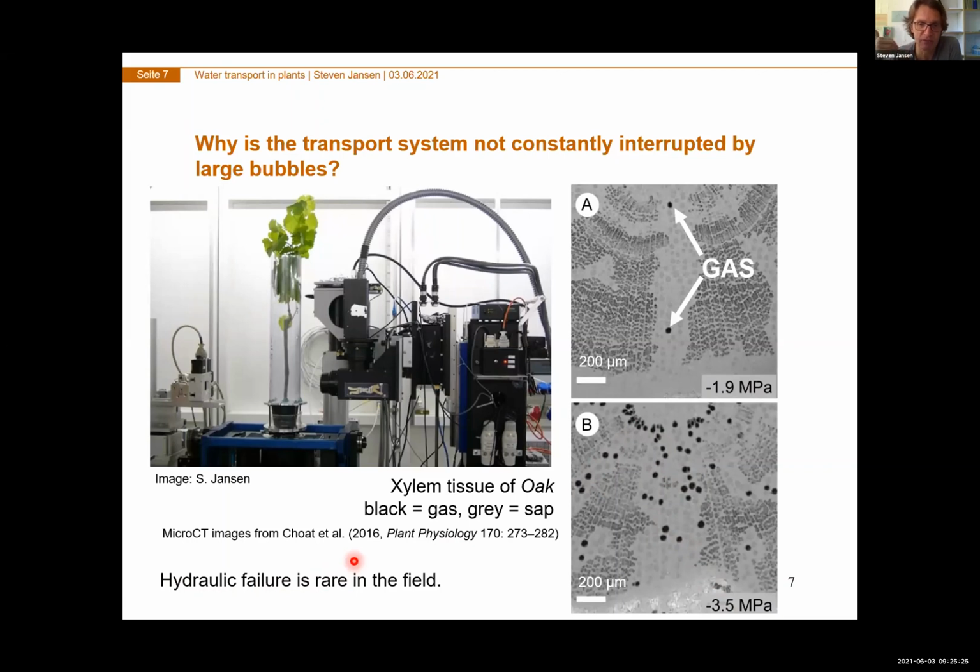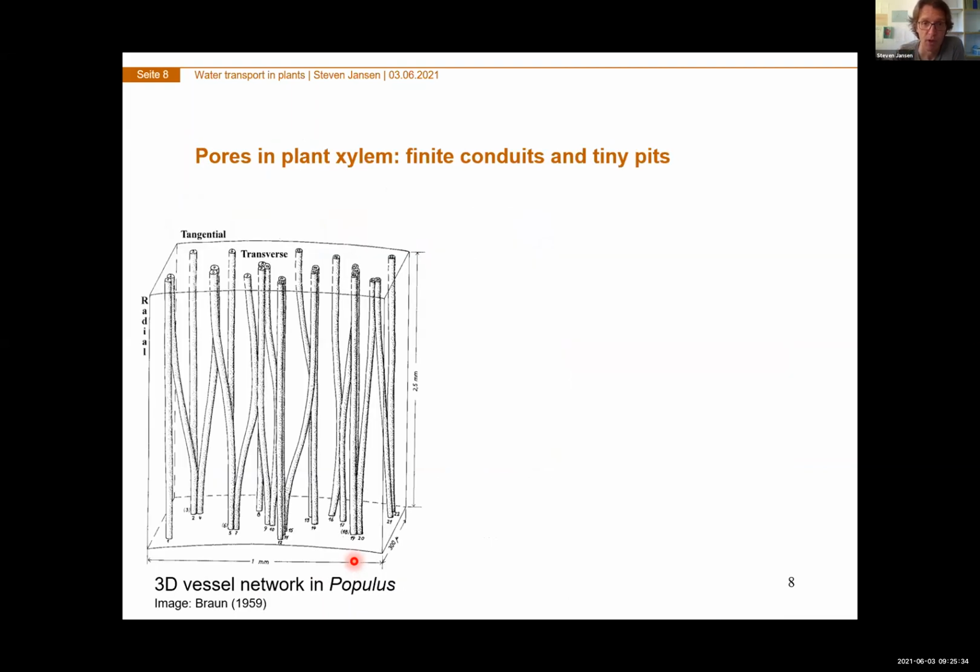So plants have really adjusted. They build in enough safety to prevent problems. So it really works. Why does it work?